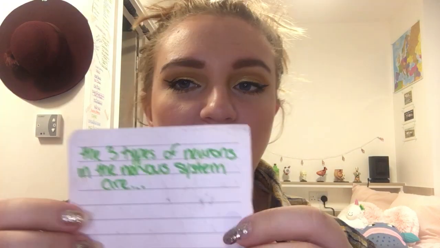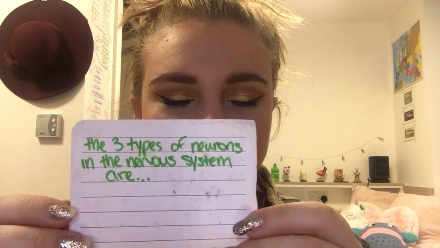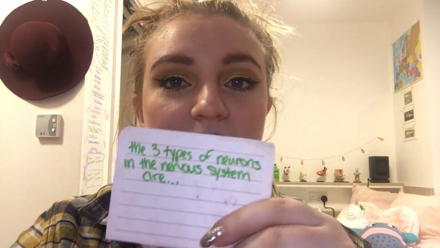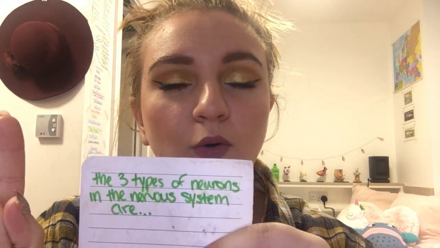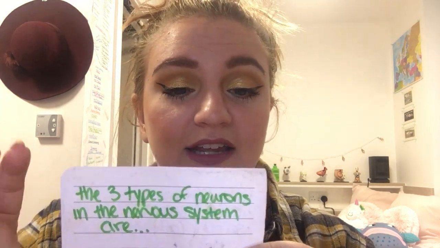The three types of neurons in the nervous system are, this one's dirty. So three types of neurons in the nervous system. One, there's motor or efferent. Two, there's the interneurons. And then three, there's sensory or afferent.